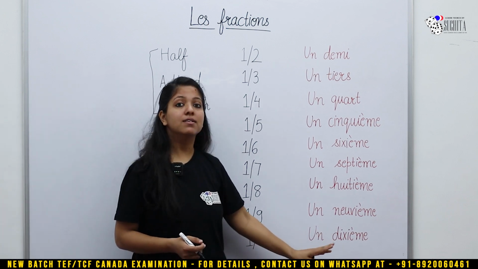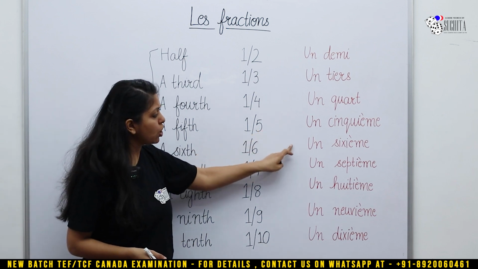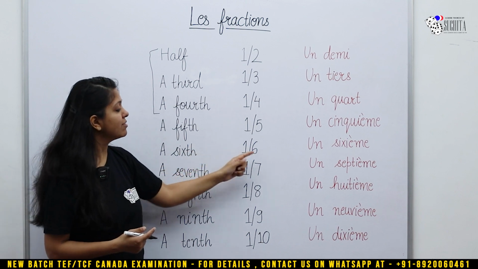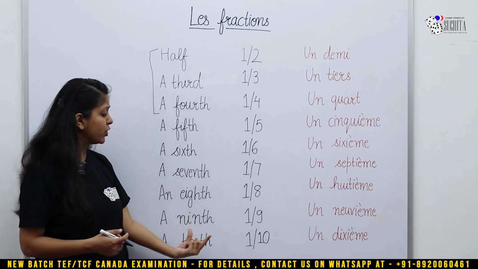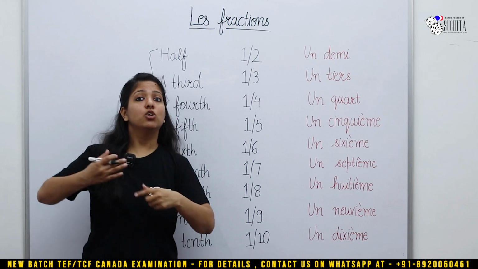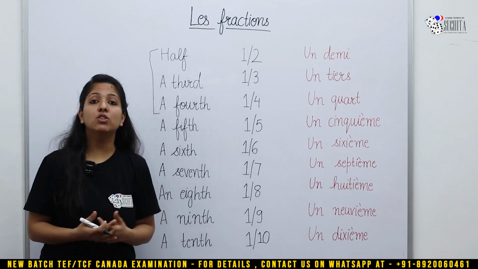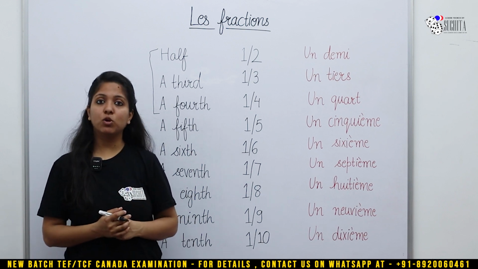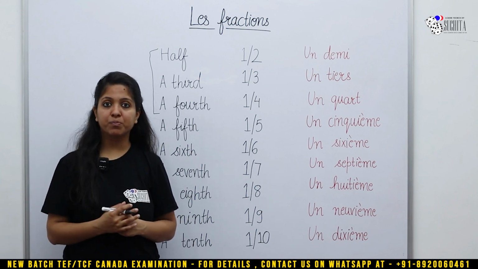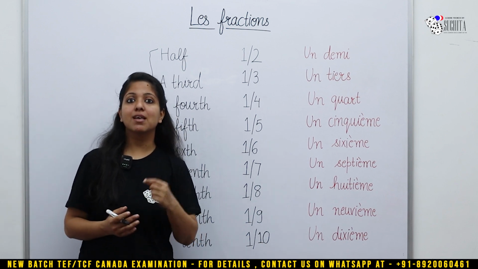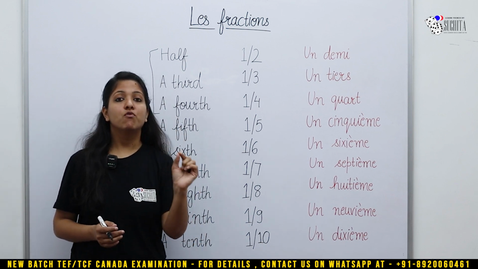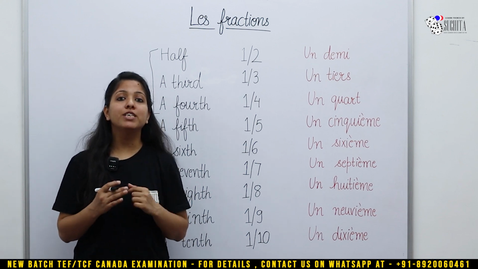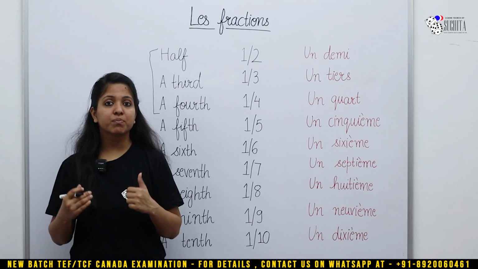1/10, that's un dixième. The reason I'm adding over here is the fact that we have 1/5, 1/6, 1/7. Here I've written only till 1/10, but you can continue. Like for example, 1/11 will be known as un onzième. 1/12 will be known as un douzième. 1/13 will be known as un treizième. 1/14, that's un quatorzième. 1/15 would be un quinzième.